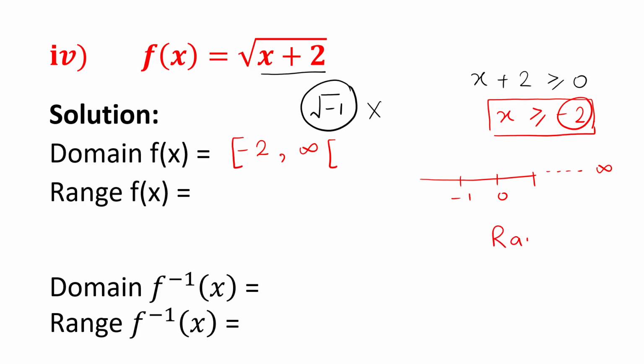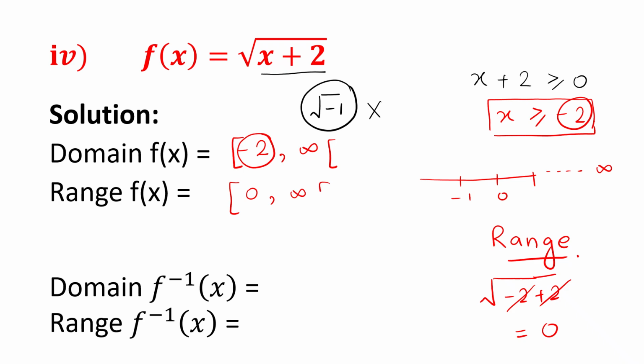Now for range, as this negative 2 is the first value, put this negative 2 in the given function to get value of y. Negative 2 plus 2, that is 0. So range starts from 0 to positive infinity. And for inverse function, swap these. That is 0 to infinity.